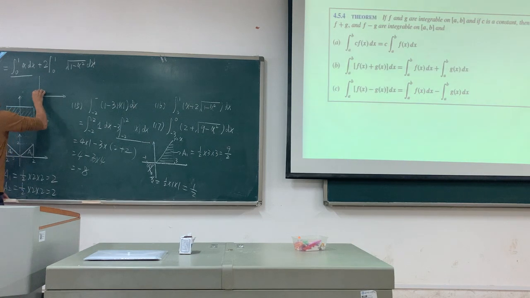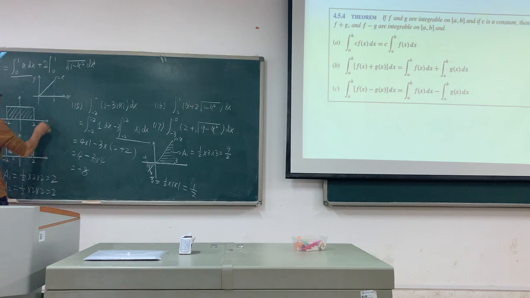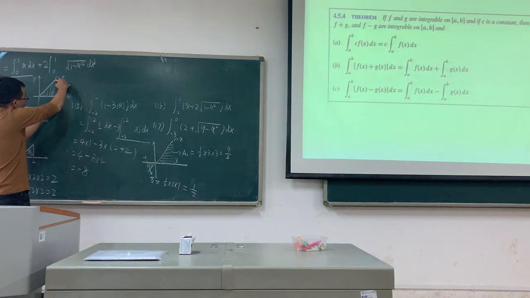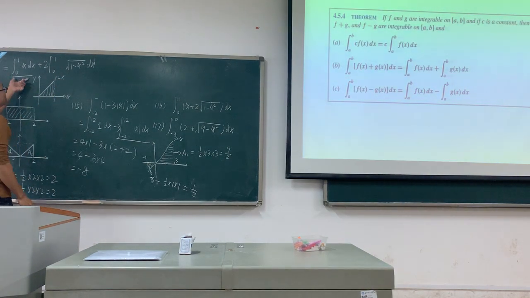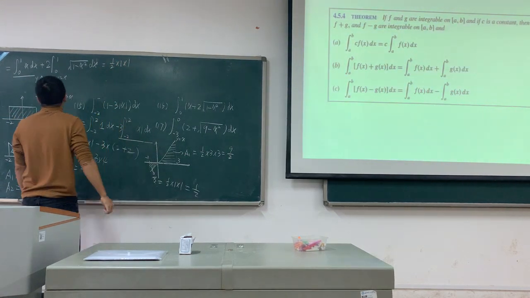Here x is from 0 to 1 and y equal to x. We plot it like this, here is y equal to x. So the left side area is this area. It's a triangle. What's the base? The base is 1, and the height is also 1. So this part equals 1 half times 1 times 1.